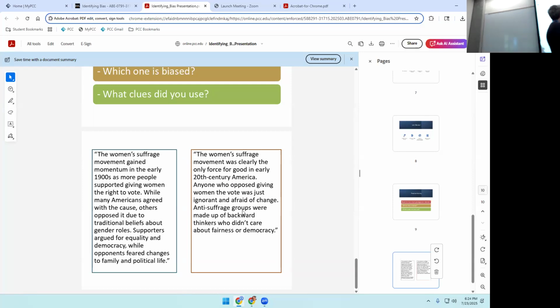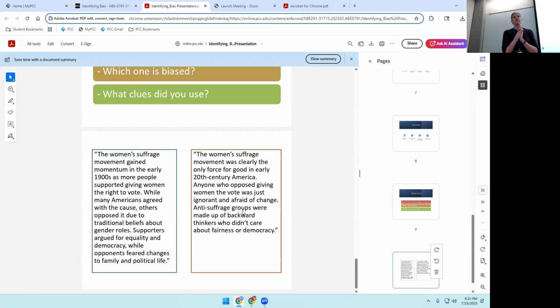Women's suffrage movement was clearly the only force for good in early 20th century America. Anyone who opposed giving women the vote was just ignorant and afraid of change. Anti-suffrage groups were made up of backward thinkers who didn't care about fairness or democracy.